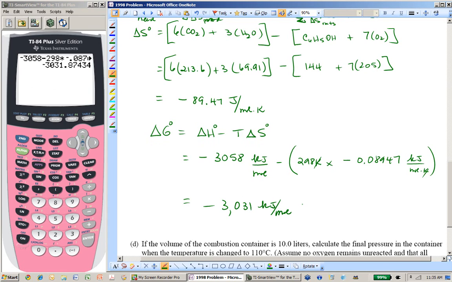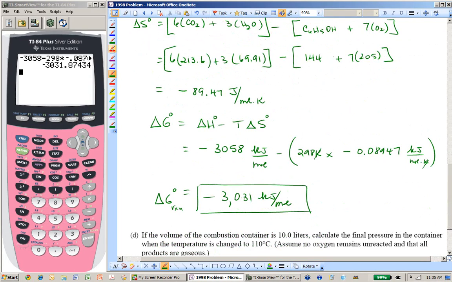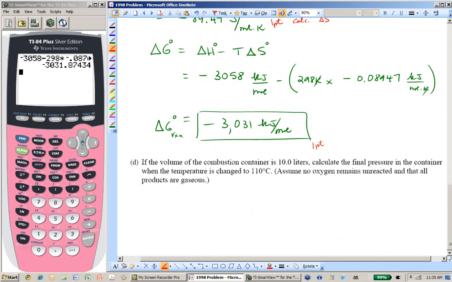Also worth a point. So this whole piece, which was actually quite a bit of work, was only worth 2 points. All right, so what did you get the points for? 1 point for the answer and 1 point for calculating delta S. Now, 2 points for this piece.